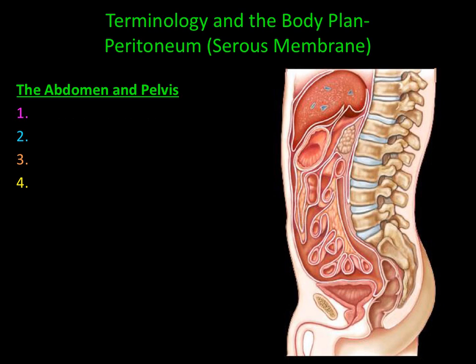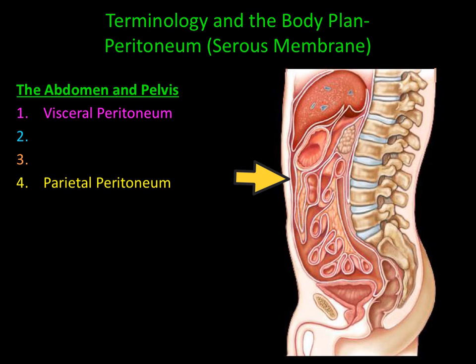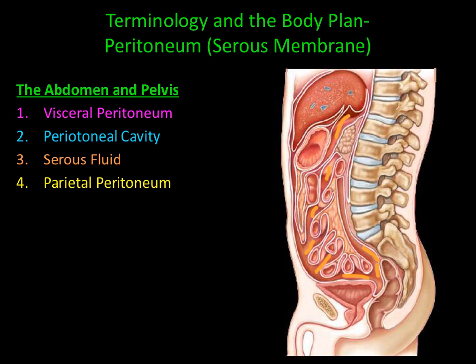The serous membrane that surrounds abdominal pelvic organs is called the peritoneum, and the peritoneum has four parts. The first part is called the visceral peritoneum, which is the membrane that attaches directly to the abdominal pelvic organs. You have the parietal peritoneum, which is the outermost membrane, and in between the visceral and parietal peritoneum you have the peritoneal cavity, and within the peritoneal cavity you have serous fluid or peritoneal fluid.